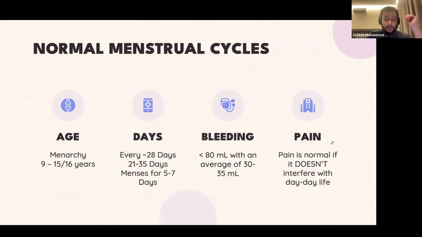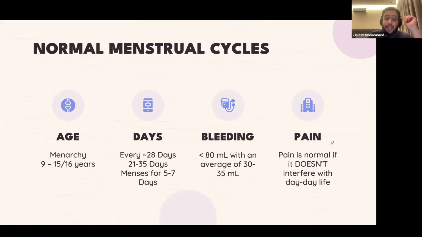Another thing to comment on bleeding is if it's with the cycle or irregular from the cycle, okay? So does it happen every 28 days? Does it happen with the menses? Or does it happen in between? Or it's irregular, okay? This is very important.